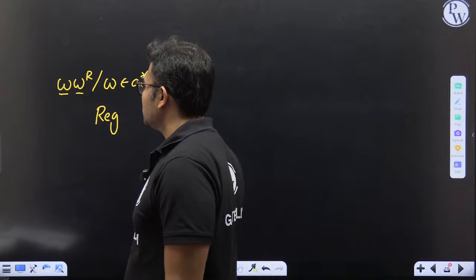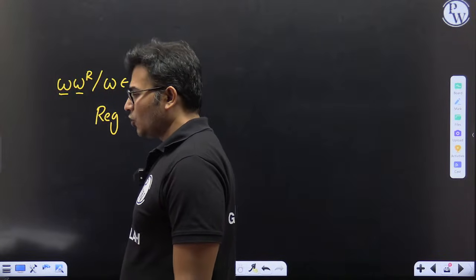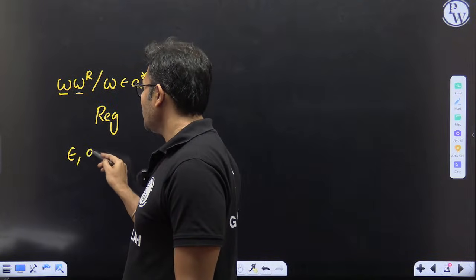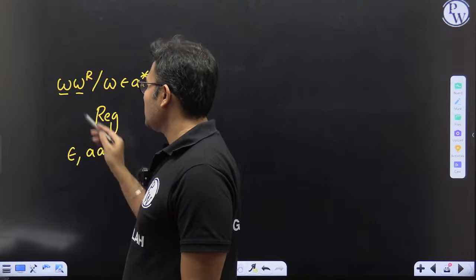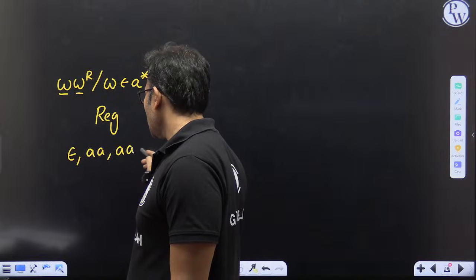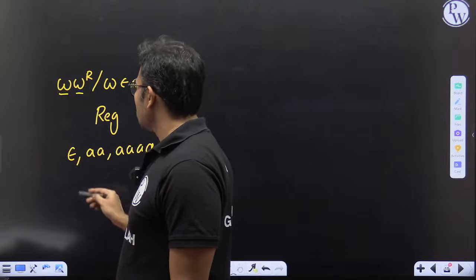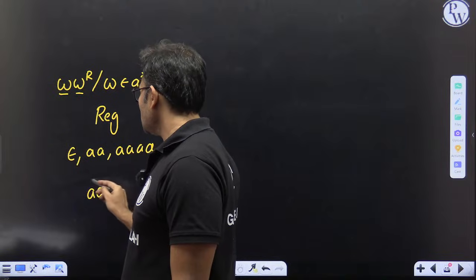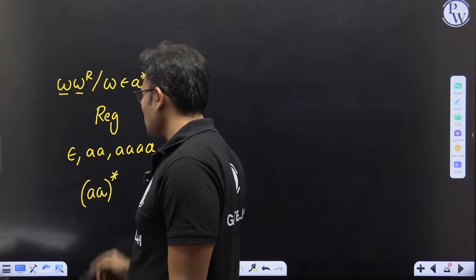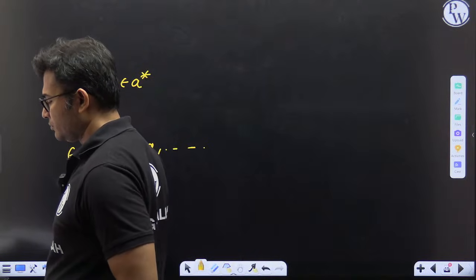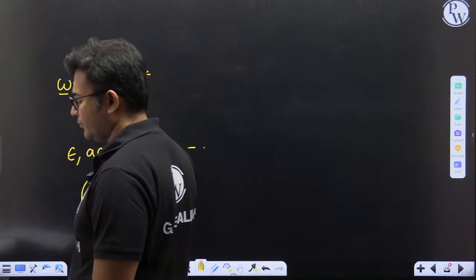Now, what are the strings you will get? You will get epsilon. If I put W equal to A, I get A, and so on, right? So the language is A*. Now answer this question.